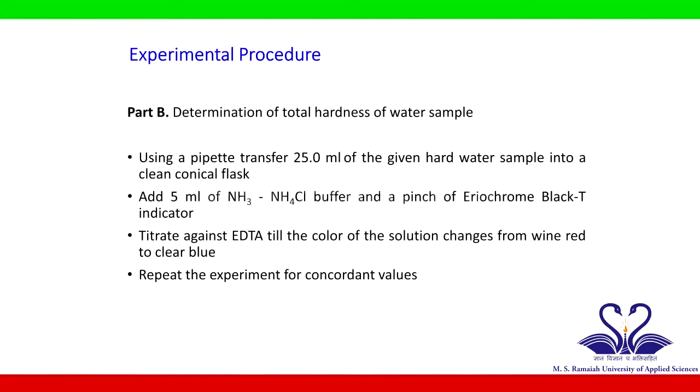With the help of a pipette, transfer 25 ml of the given hard water sample into a clean conical flask. Then add 5 ml of NH3-NH4Cl buffer and a pinch of eriochrome black T indicator. Titrate the solution in the conical flask against EDTA till the color of the solution changes from wine red to clear blue. Repeat the experiment for concordant values.